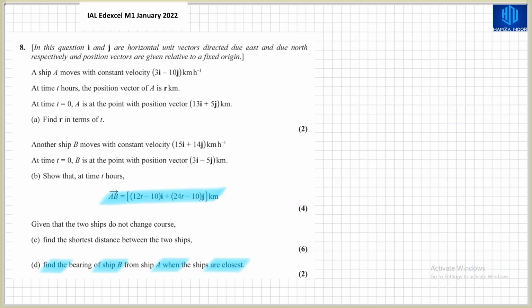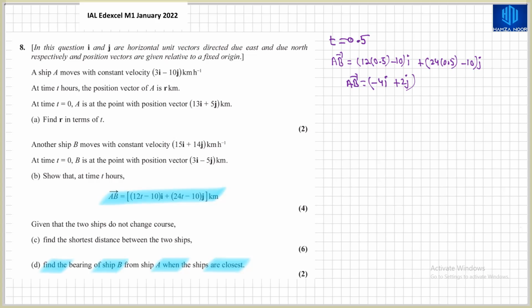So when t is equal to 0.5, AB vector is equal to 12 times 0.5 minus 10. This is the I component, and the J component would be 24 times 0.5 minus 10. 6 minus 10, this is minus 4. So AB vector is equal to minus 4I plus 2J. AB vector is minus 4I plus 2J.